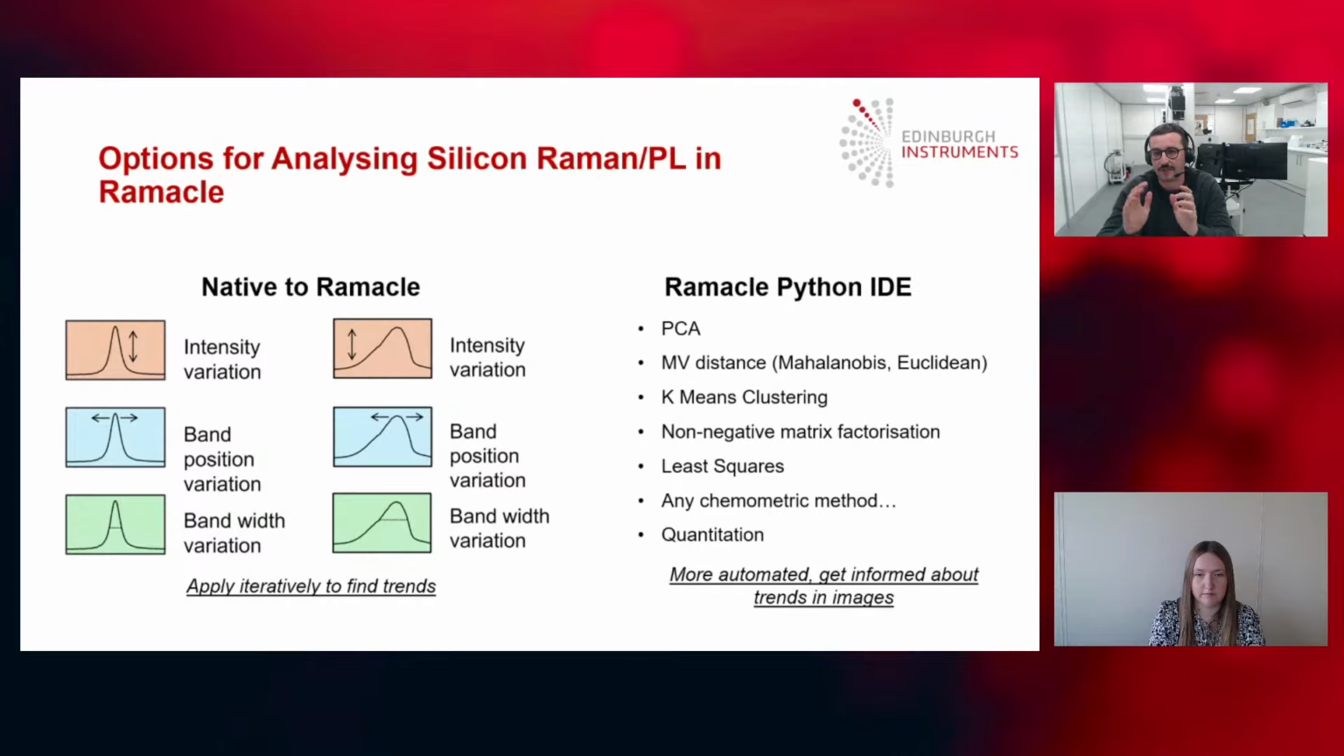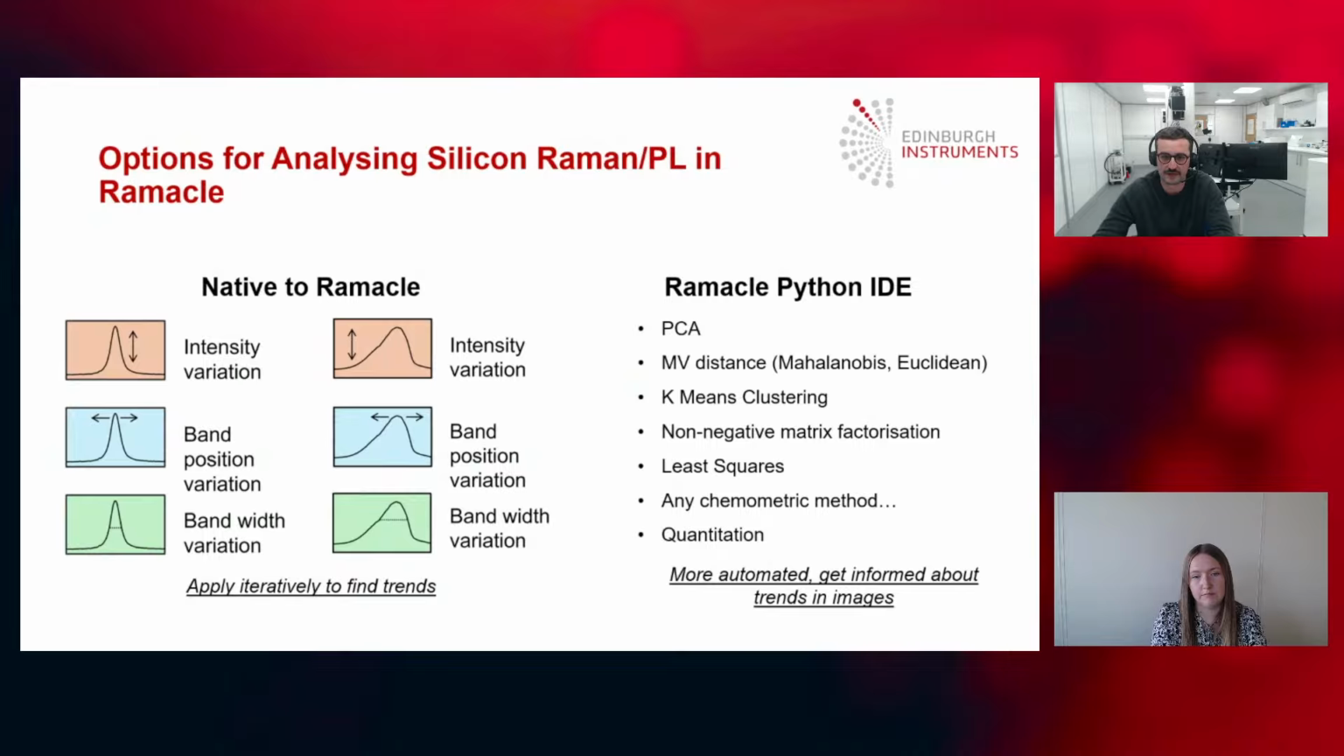So let's talk a bit more about how to analyze semiconductor data in general. Our software that we can use on the RM5 and RS1000 Ramical has several native analysis tools built in, including some multivariate analysis. So you can explore trends in your maps.